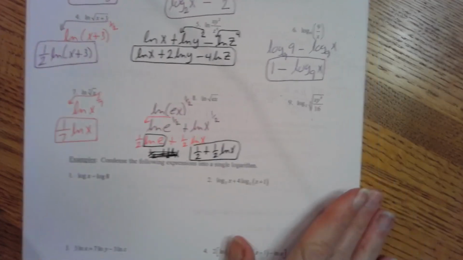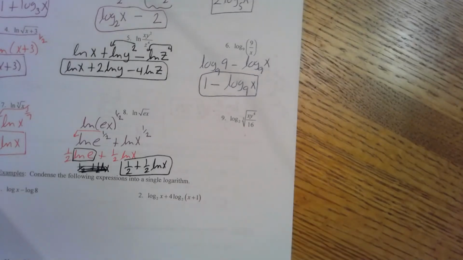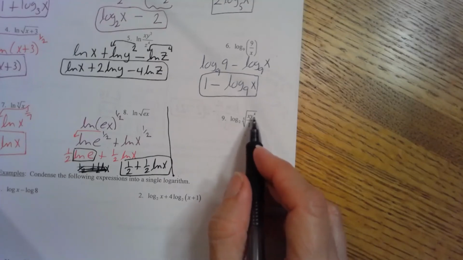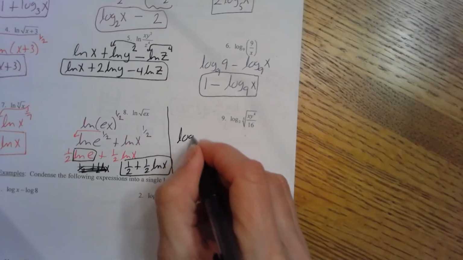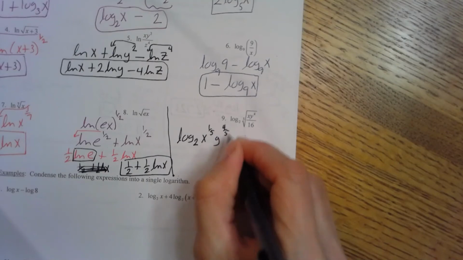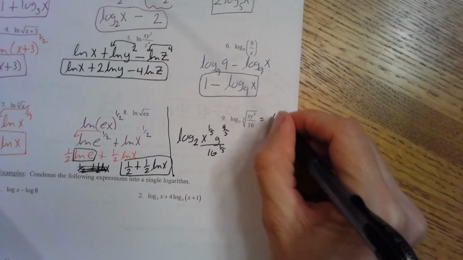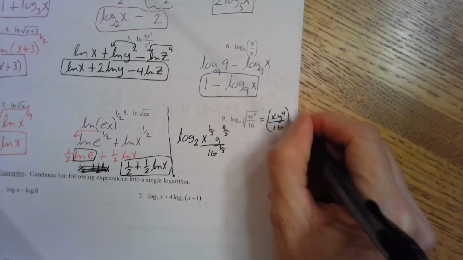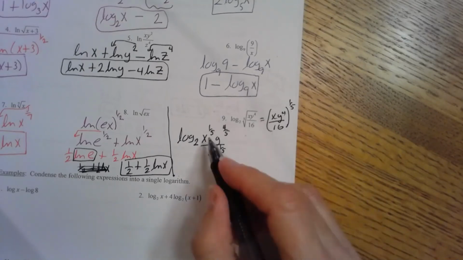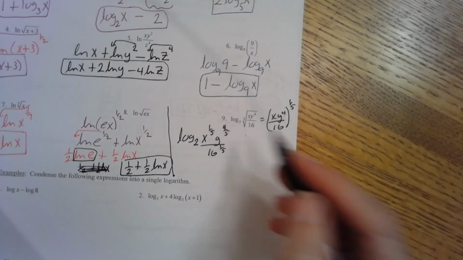All right, let's look at number 9. Number 9, again, we have a radical, and radicals can be rewritten as fractional exponents. And all of these are going to have a power of 1/5 raised to each one. So we have log base 2 of x to the 1/5, y to the 4/5 over 16 to the 1/5. Why is that? Because this is x, y to the 4th over 16, all raised to the 1/5 power. So then the 1/5 gets distributed to every power. 1/5 times 1 is 1/5, 1/5 times 4 is 4/5, and 1/5 times 1 is 1/5.